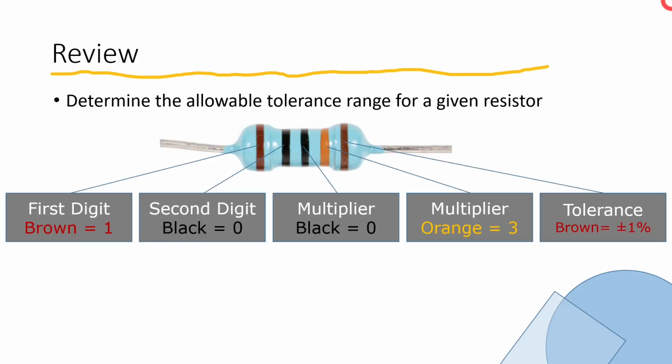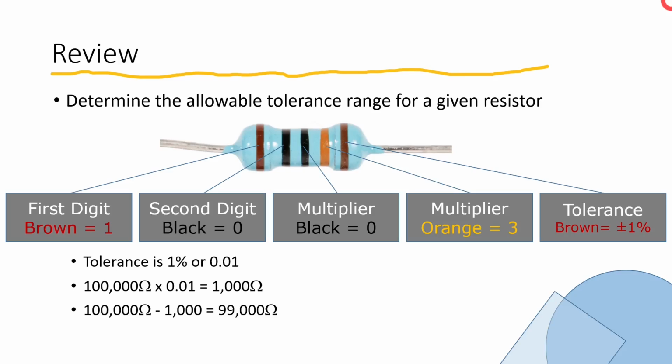Now we want to determine the allowable tolerance for a given resistor. So we have the same resistor here. We know that the tolerance is plus or minus 1%, which in decimal form is 0.01. And we just calculated that it was a 100,000 ohm resistor times our 0.01. It's going to move the decimal point over 2 to the left. So that's why we have 1,000 ohm plus or minus tolerance.